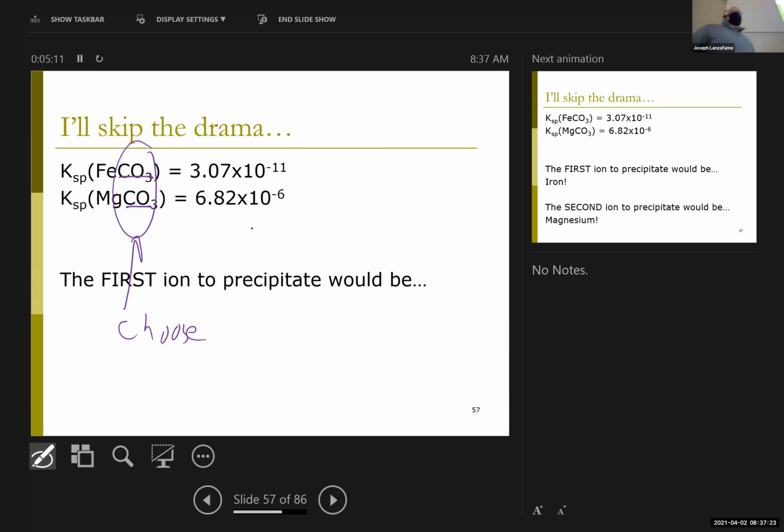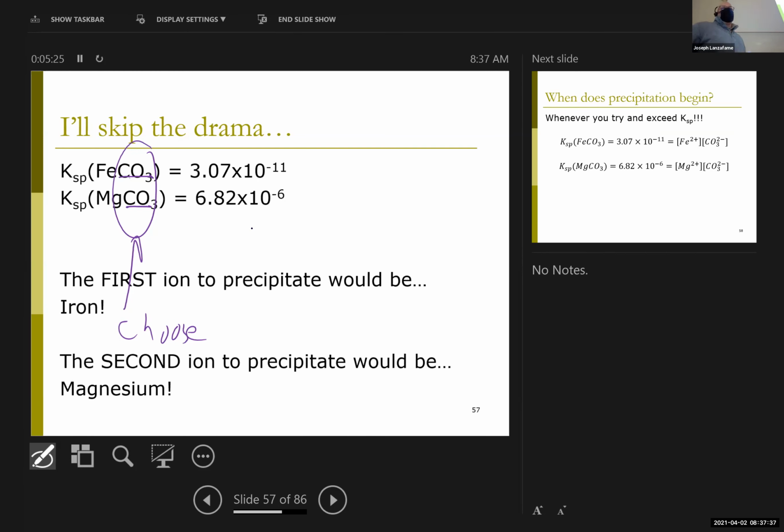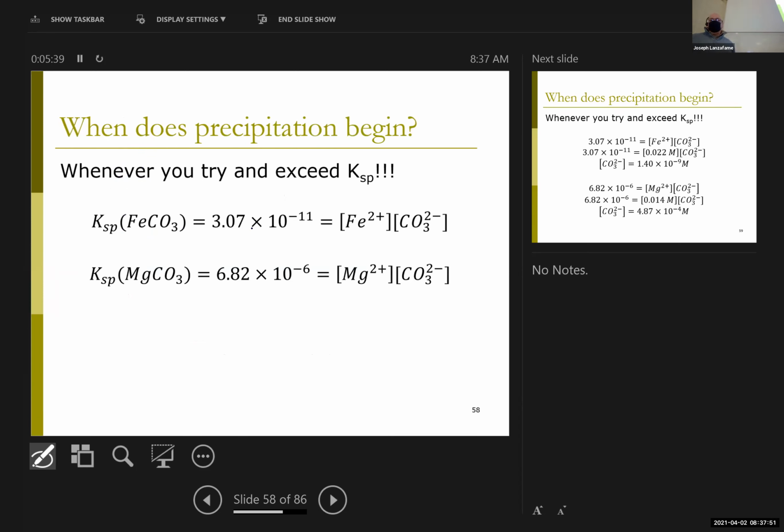Again, they will precipitate in order of biggest K precipitation, which means smallest Ksp. And so for that reason, the iron carbonate should precipitate first, and the magnesium should precipitate second. When does that happen? When I've added enough potassium carbonate to cross the Ksp. And so again, there's an initial value for the magnesium, there's an initial value for the iron.